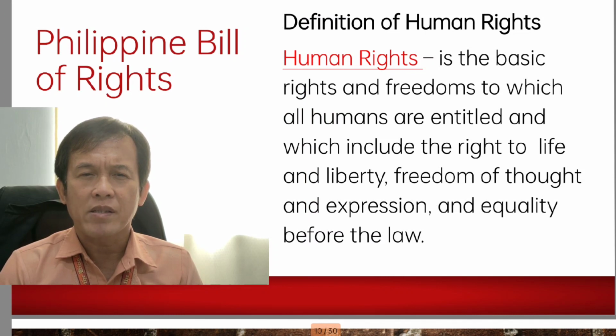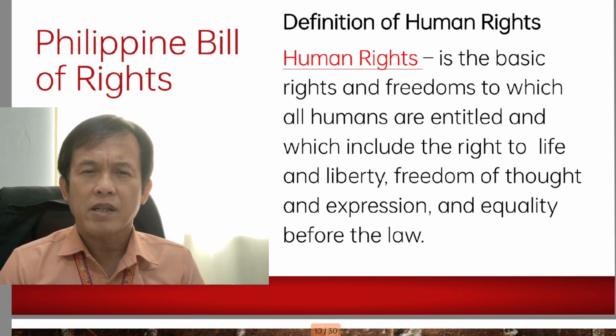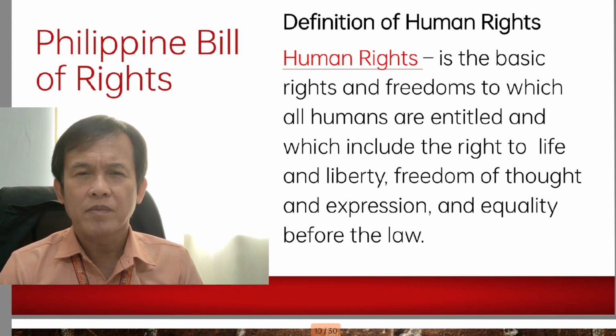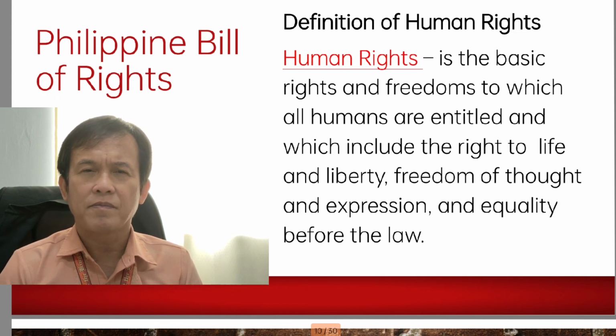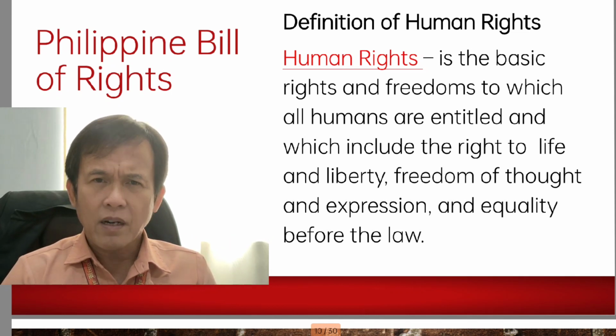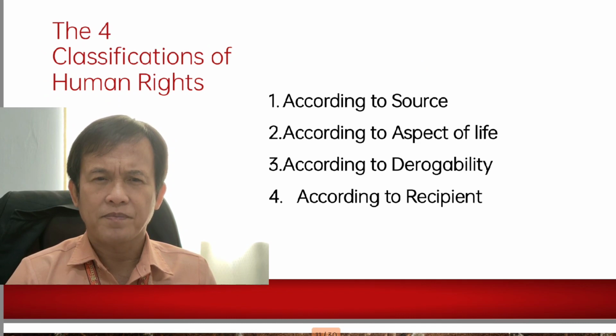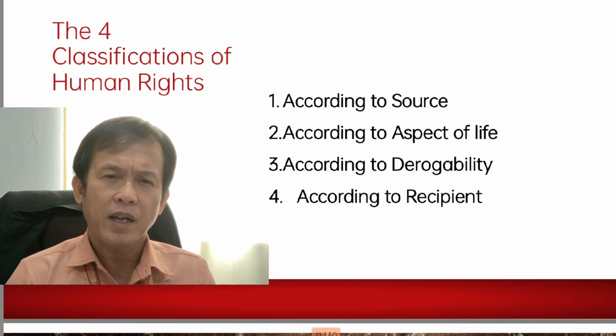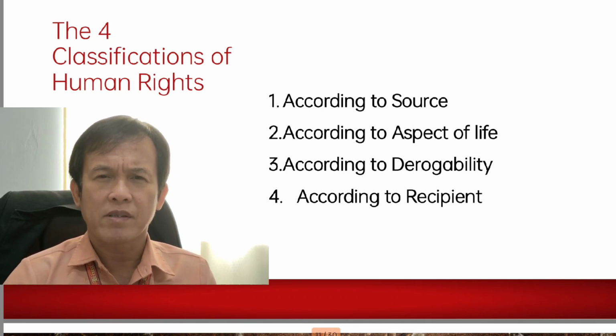The Philippine Bill of Rights. Let us look first at the definition of human rights. Human rights are the basic rights and freedoms to which all humans are entitled, and which include the right to life and liberty, freedom of thought and expression, and equality before the law. There are 4 classifications of human rights. Number 1 is according to source. Number 2, according to aspect of life. Number 3, according to derogability. And number 4, according to recipients.